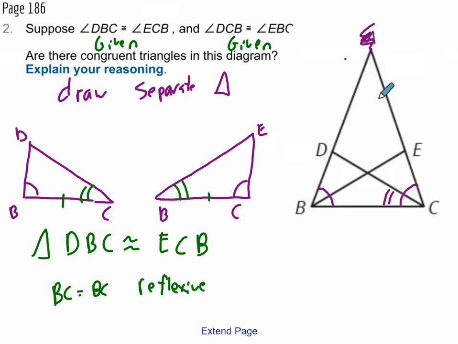So if you have overlapping triangles, figure out what triangles you are trying to prove congruent, and redraw them separately, so that way I don't have a line here and two lines here, and it's harder to visualize.